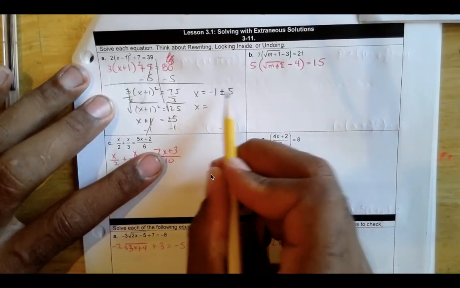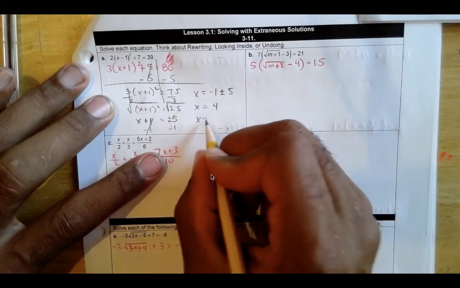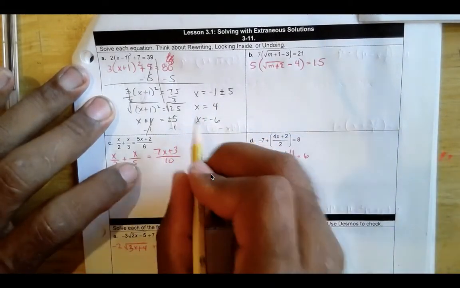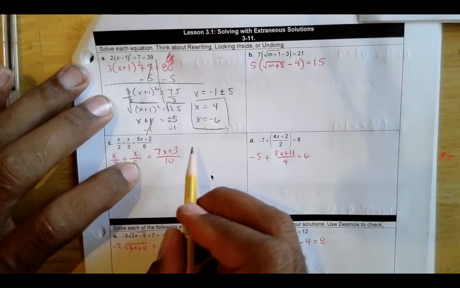First, I'm going to do -1 plus 5, that's 4. And then I'm going to do -1 minus 5, that's -6. So that would be my 2 solutions for this case.